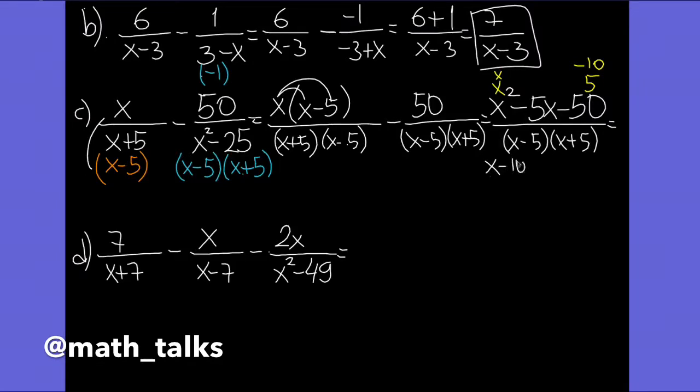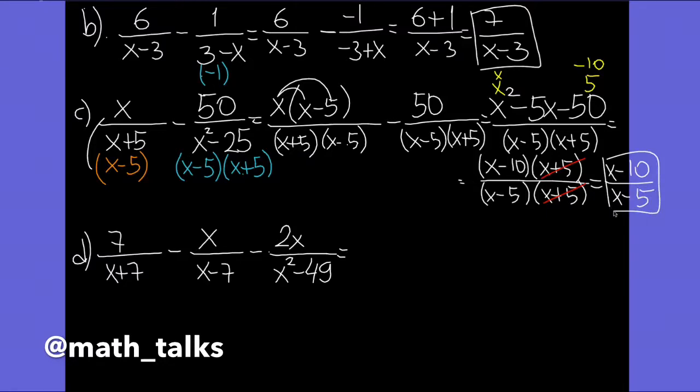You can write (x minus 10)(x plus 5) over (x minus 5)(x plus 5). If you have the same factors, you can cancel them, which is here x plus 5 and x plus 5. So your result is x minus 10 over x minus 5. Okay, let's check the next question.